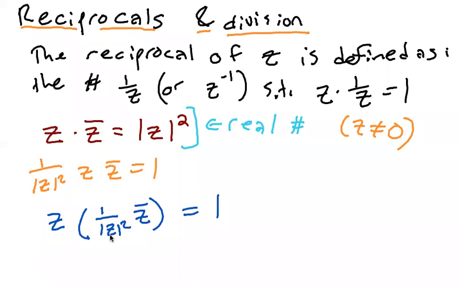So 1 over the modulus of z squared, that's a 1 over a real number. That's a real number because the modulus is not 0 here. So we're doing a real number times the conjugate of z. So this is a well-defined thing right here. And this is going to be what our reciprocal is.